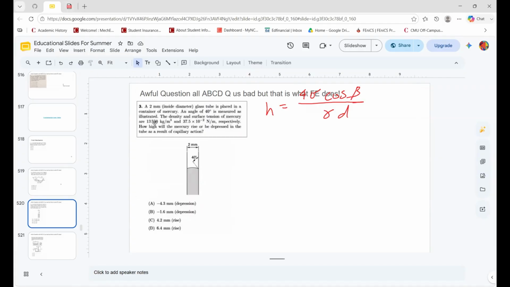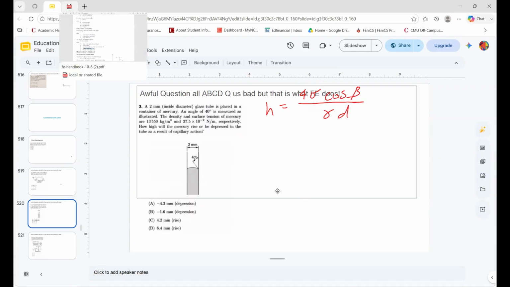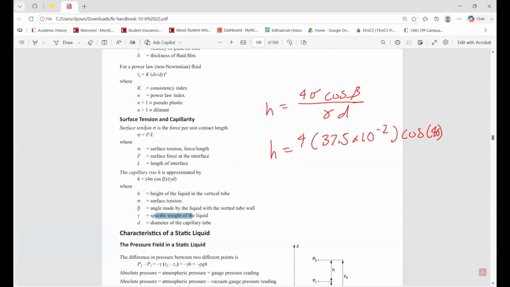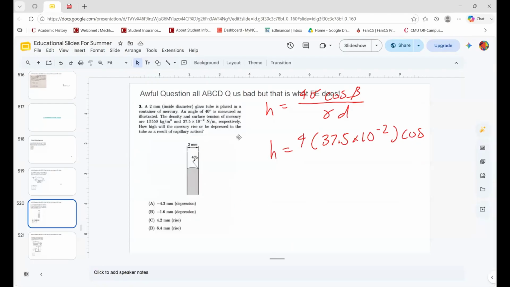So H equals 4, and then whatever the tension is, which is 37.5 times 10 to the negative 2, parentheses cosine 40, right? Which is actually, I don't think that's right. Let me read the angle up here. Angle made by the liquid with the wet wall. Okay, that is not that. You have to do 180 minus 40. So it's this angle over here.